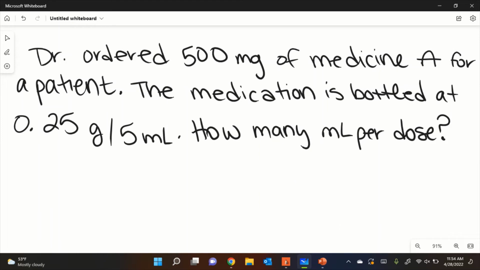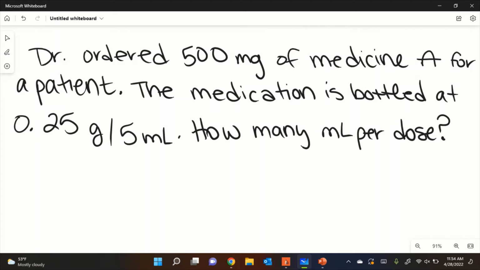Let's say that a doctor ordered 500 milligrams of medicine A for a patient. The medication is bottled at 25 hundredths of a gram per every 5 milliliters. How many milliliters are you going to give per dose? Now this is a trick.